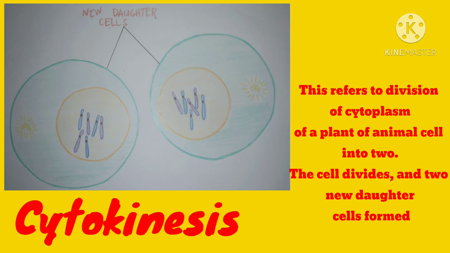Cytokinesis. This refers to the division of the cytoplasm of a plant or animal cell into two. The cell divides and two new daughter cells form.